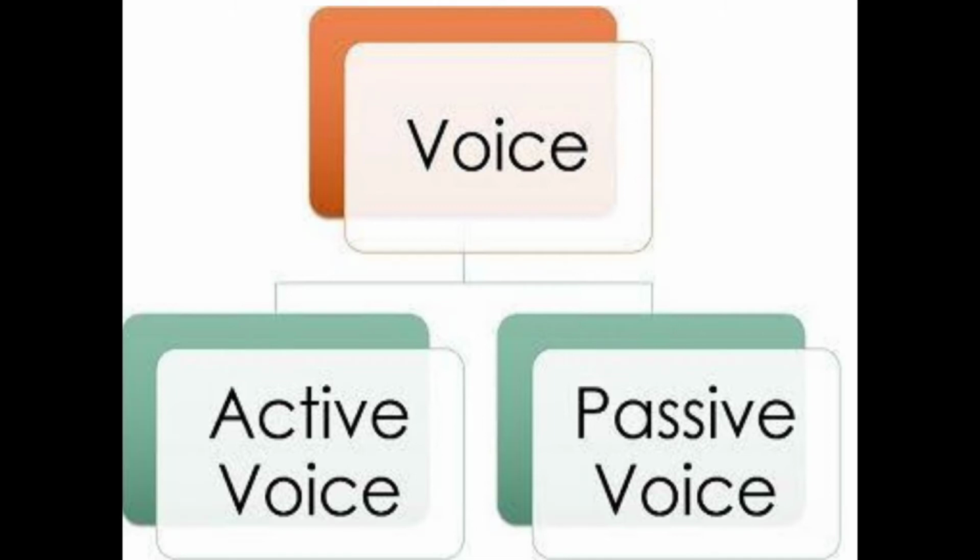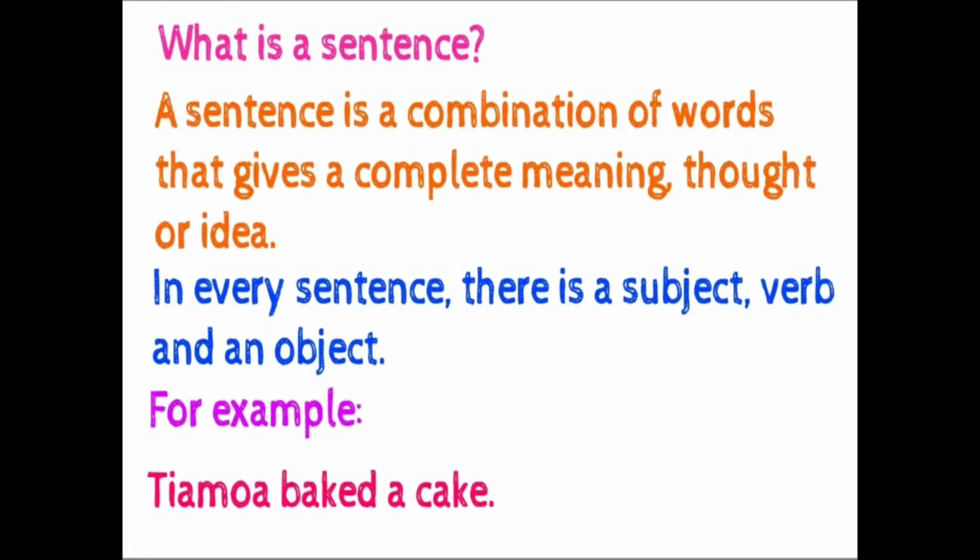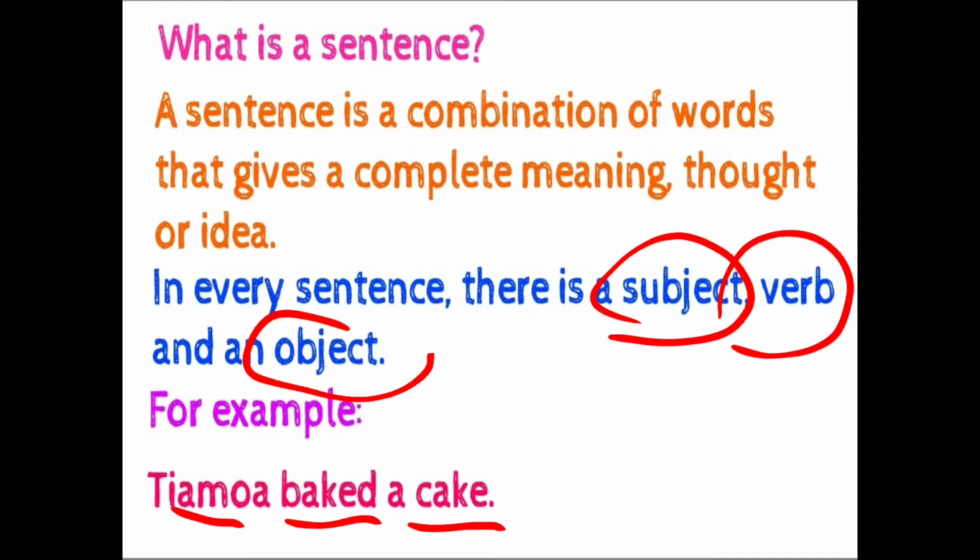So, what is a sentence? A sentence is a combination of words that gives a complete meaning, thought, or idea. In every sentence, there is a subject, verb, and an object. For example, Diamo baked a cake. So here, Diamo is the subject, baked is the verb, cake is an object. So in every sentence, there is a subject, verb, and an object.